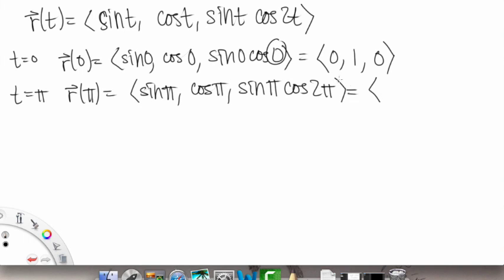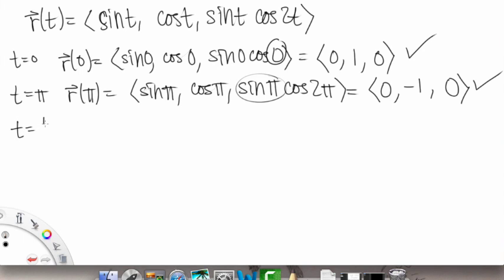Okay, so this is going to be equal to sine at pi, which is just a 0 again. Cosine at pi is a -1. And since we have a sine pi there, that's just going to be 0 overall. So look, we found 2 points already, and now for the last 4.